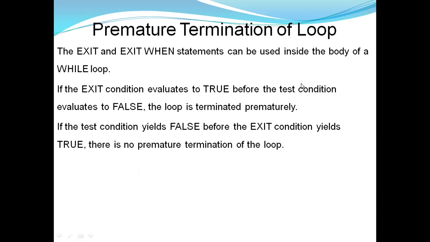Premature termination of loop. What's a premature termination? Now in the while loop, you know that it keeps on executing until the condition is true. So there also you can use the exit statement. So that exit statement will help you to exit before the condition ends. That is called a premature termination of the loop. Simple here. So the exit statement can be used in a simple loop, and can also be used in a while loop as well.